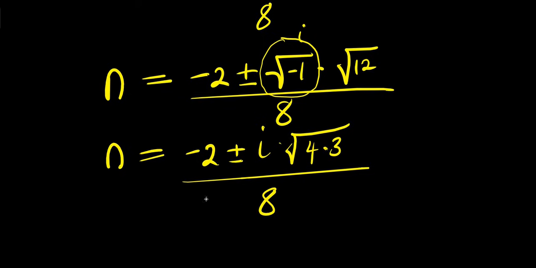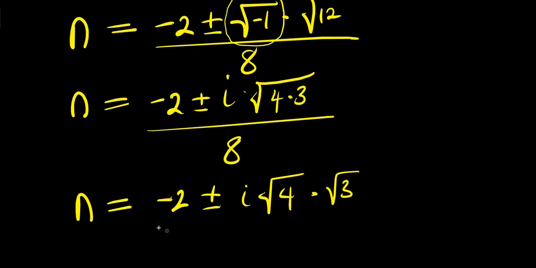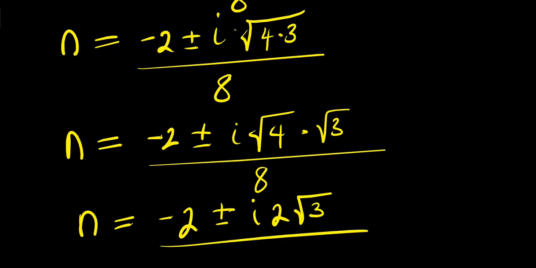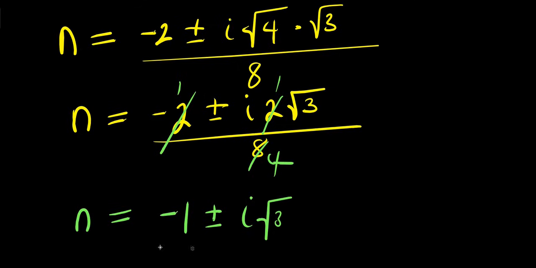So from here, we have n equals -2 plus or minus i times square root of 4 times square root of 3, divided by 8. So from here, I have n equals -2 plus or minus i times square root of 4, that is 2, root of 3, divided by 8. To divide it, we have 4. So you have n equals -1 plus or minus i times root 3, divided by 4.